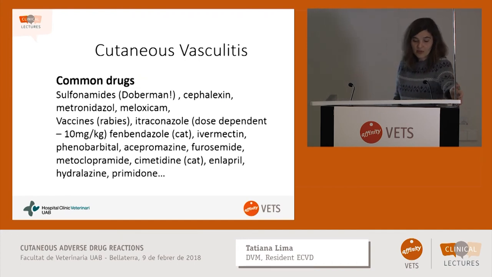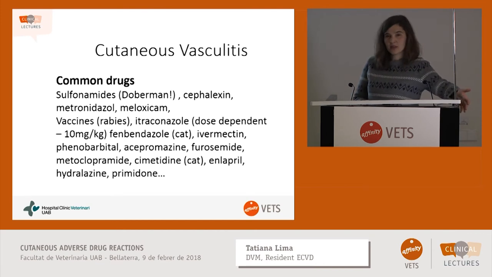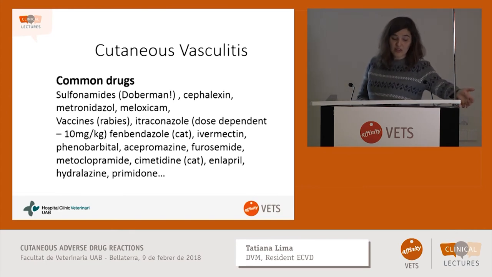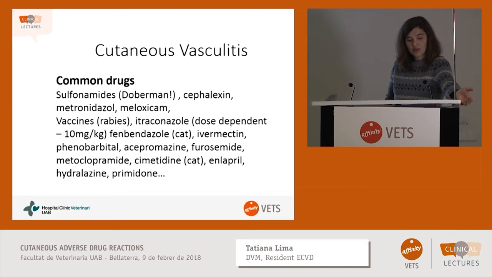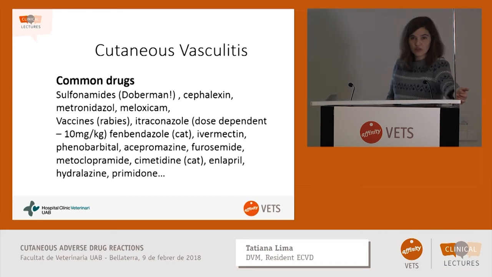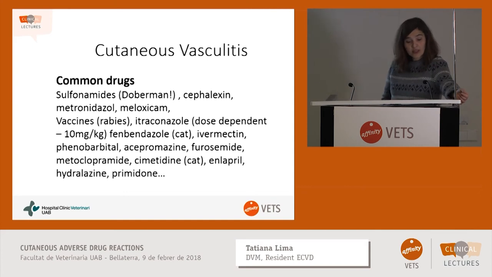Common drugs, again, sulfonamides. It can happen with cephalexin, metronidazole, meloxicam, or a few months after, typically one month after the vaccine, most often with rabies vaccine. It can happen with itraconazole. It is dose dependent. Studies show it's more likely to happen if you use 10 mg per kg, and it's much safer to use 5 mg per kg of itraconazole. It's reported in cats with fenbendazole and with cimetidine and with other drugs.